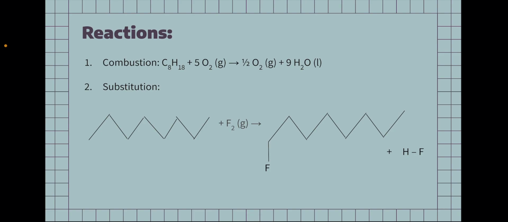So for combustion, octane reacts with 5 oxygen gas molecules to create 1/2 oxygen gas molecules and 9 water molecules. And for substitution, octane reacts with fluorine gas to substitute one of the fluorines for a hydrogen atom and also create a hydrogen-fluorine bond.